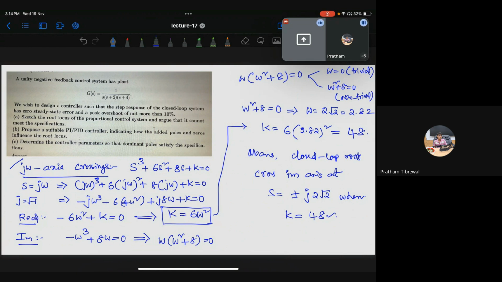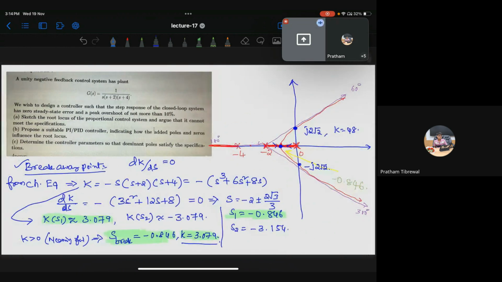Here, like we took S1, won't we be taking S2? There would be two cases, two roots, S1 and S2. Here we are looking for K greater than 0, so that is possible only with this one. K of S1 and K of S2 I have to find. K of S1 is greater than 0, so that's why we are considering that point only.